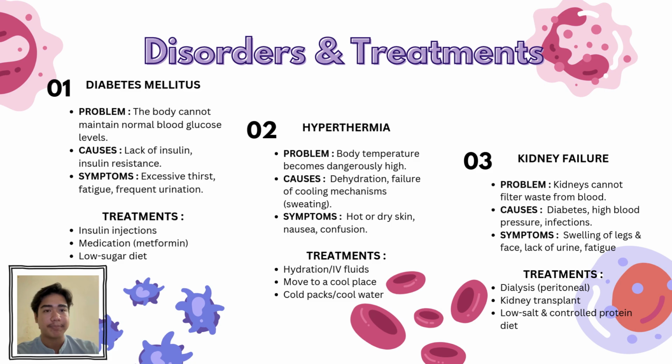Next, we have kidney failure for the excretory system disorder. The problem is the kidney cannot filter waste from blood. It is caused by diabetes, high blood pressure, and infections. The symptoms are swelling of legs and face, lack of urine, and fatigue. The treatments for kidney failure are dialysis, which is peritoneal, kidney transplant, and lastly, a low salt and controlled protein diet.